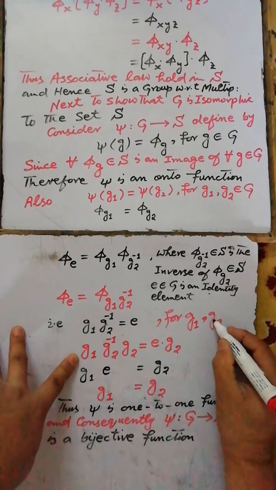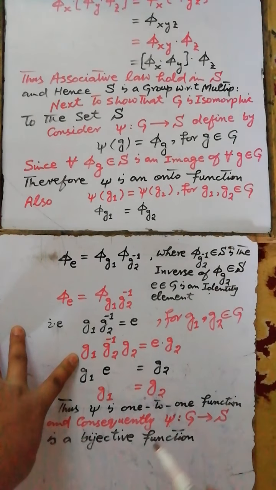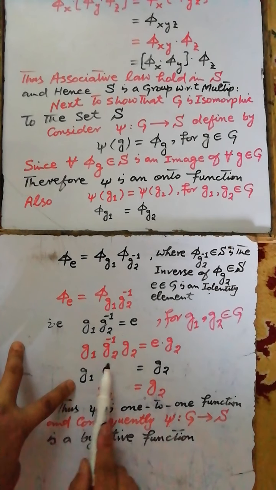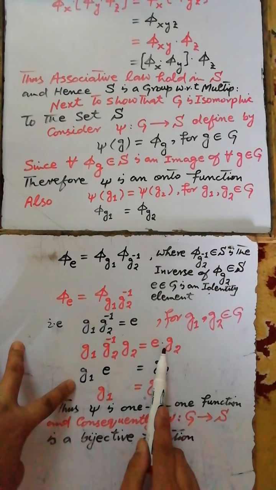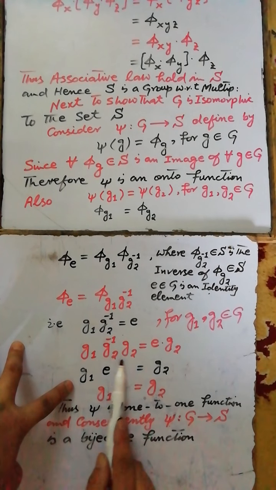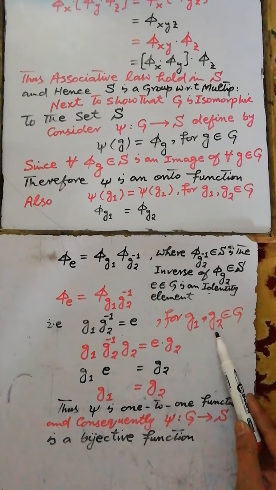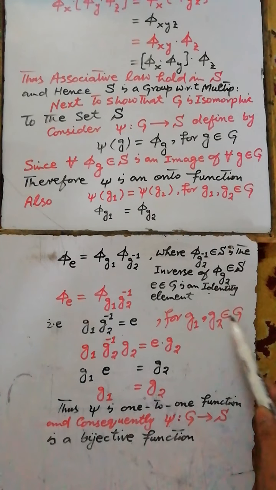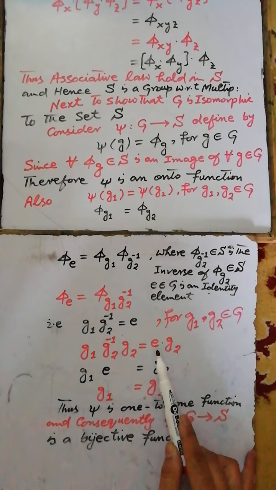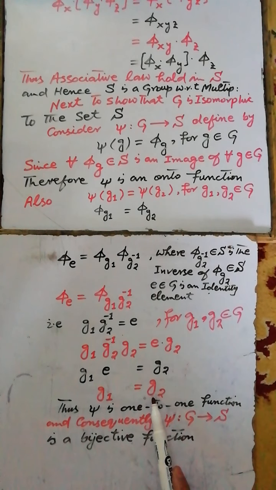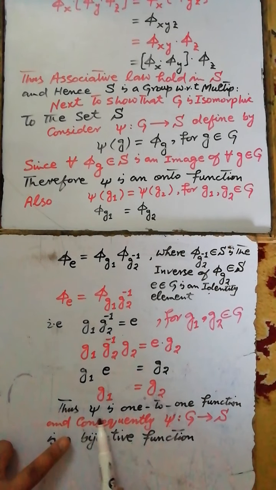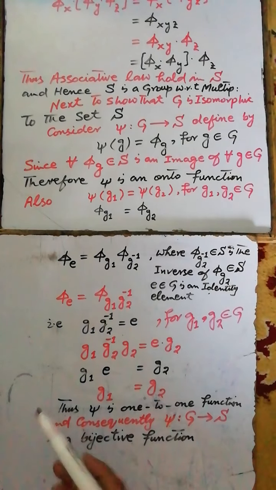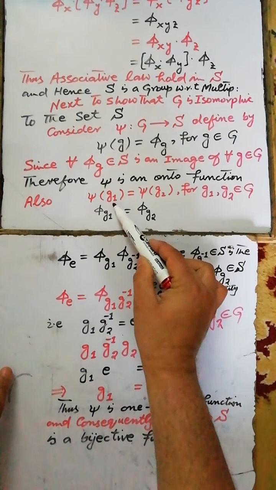Here g1 and g2 are elements of the group G. Operating with the element g2 on both sides of this equality, we have g1 g2 inverse g2 is equal to the identity multiplied by g2, and these are inverses of each other, giving the identity element of the group G. Therefore, when we operate the element g1 of the group G with the identity element, it gives g1 e, which is g1, and the right side gives g2. Thus, the function psi is a one-to-one function. That is, psi of g1 is equal to psi of g2 implies that g1 is equal to g2.